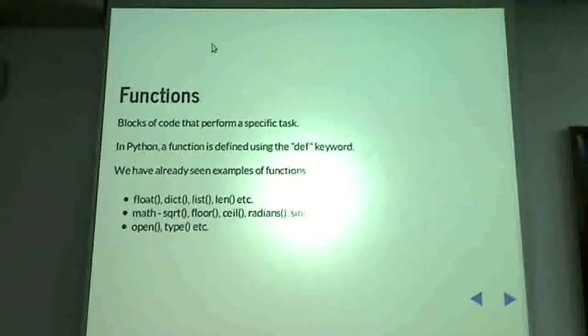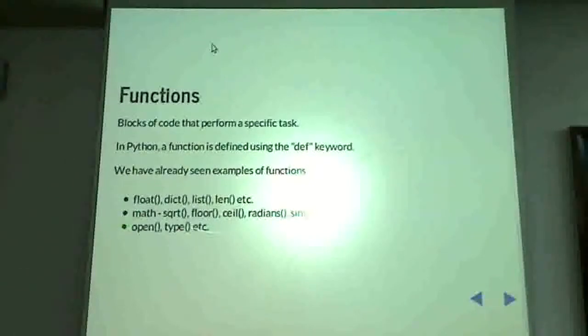Okay, let's deal with functions. So we sort of know what they are. They are small blocks of code, or maybe large blocks of code, which do something very specific. The way you define a function in Python is using the def keyword. We've already seen functions at work: float, dict, list, length, etc. Inside the math library, we have seen square root, floor, ceil, radian, sign, etc.